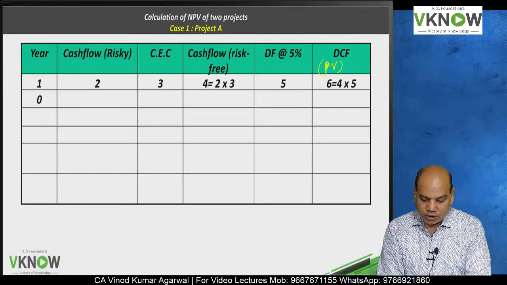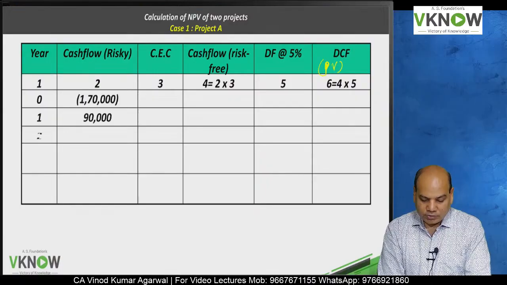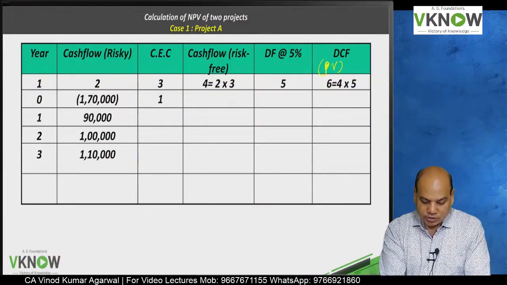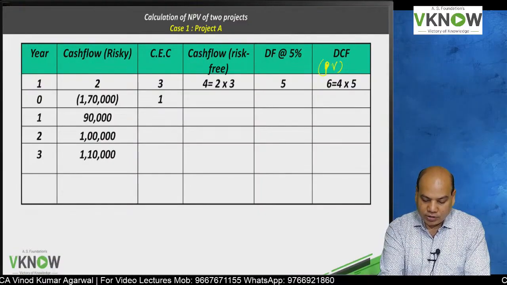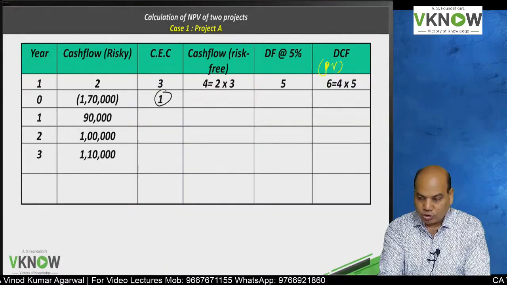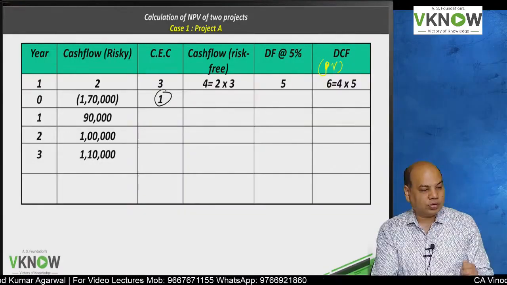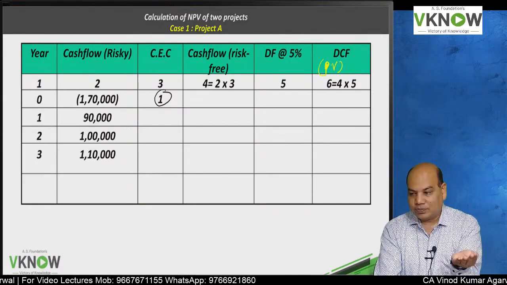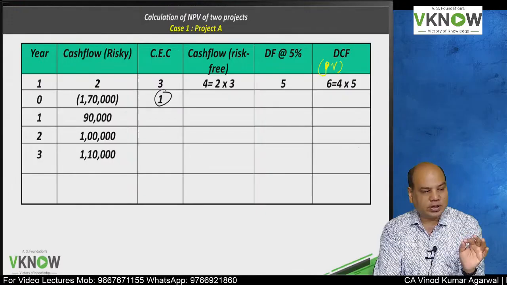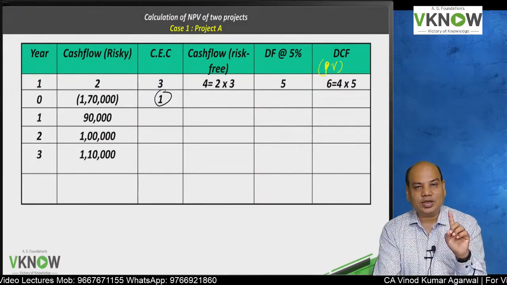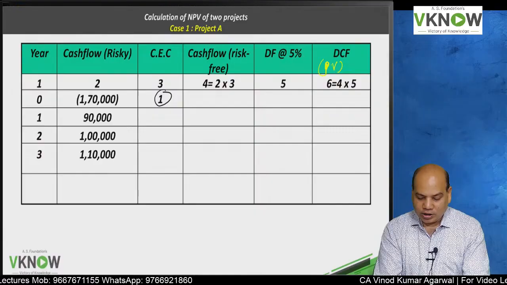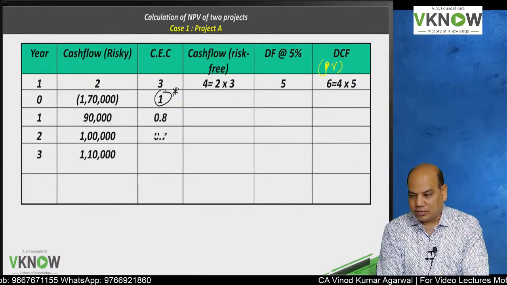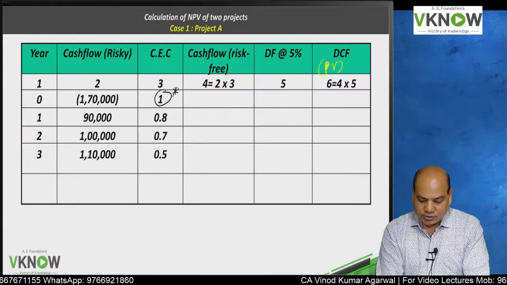Okay, first you complete first and second column, copy from the book. What about the certainty equivalent coefficient of year 0? Always 1. Year 0 always 1, because the cash flow is in my hand right now. There is no uncertainty. Whether they give it or whether they don't give it, you will take year 0 certainty equivalent as 1. Understood? Now remaining they have given. Multiply please. 1,70,000.